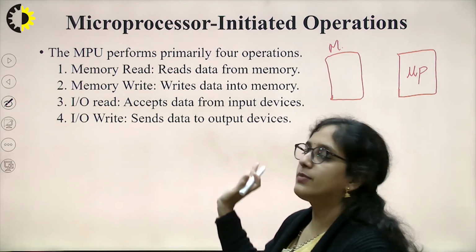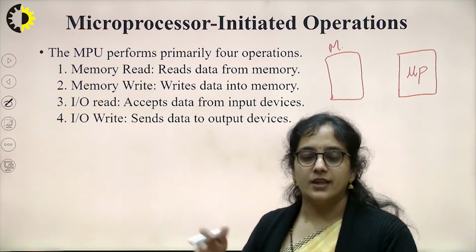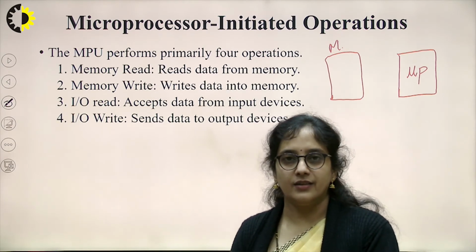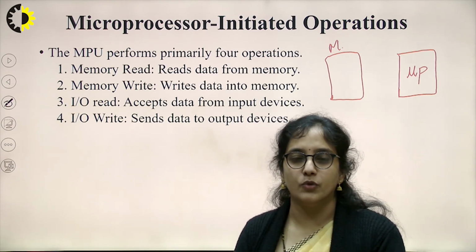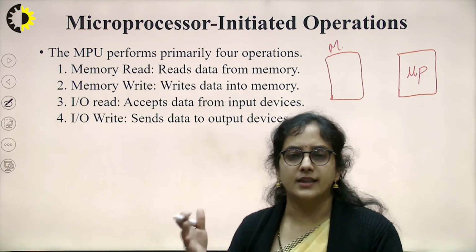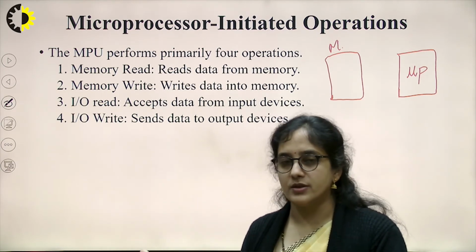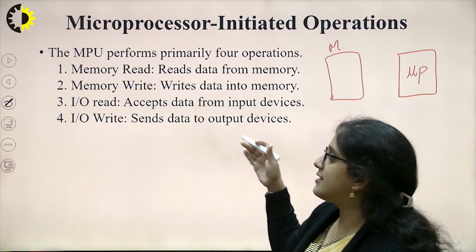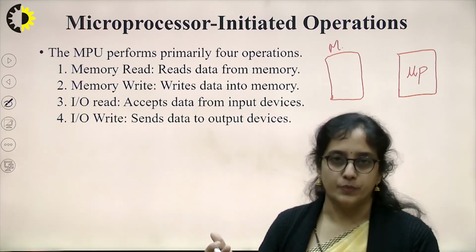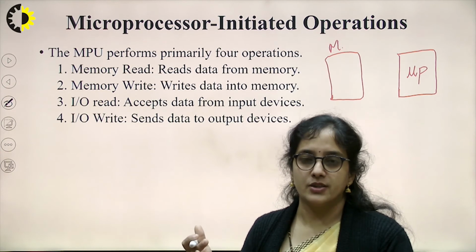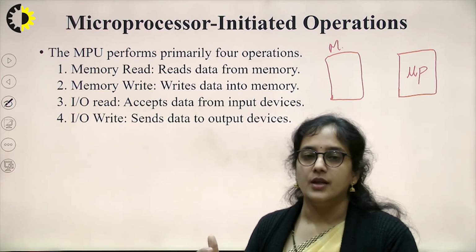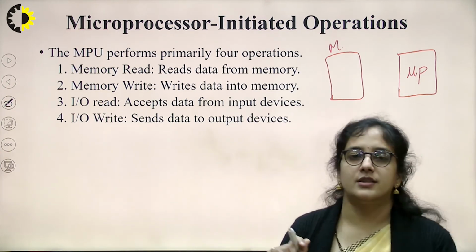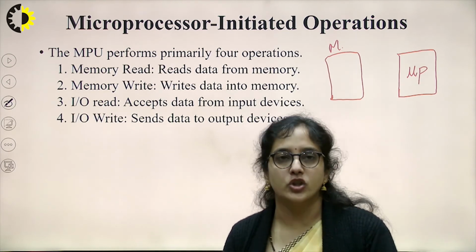So this is displaying a result. Here when I click this remote, I am sending an input signal to my microprocessor. Then in response to that signal, it is displaying this result here. So this is the output, and an IO write operation is performed. Okay. So these are the four operations that are microprocessor initiated.